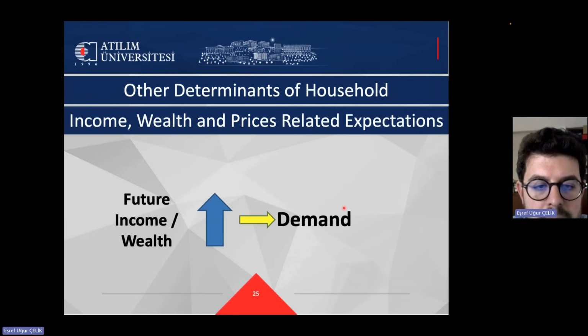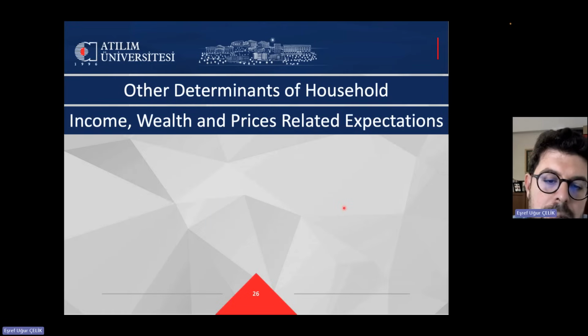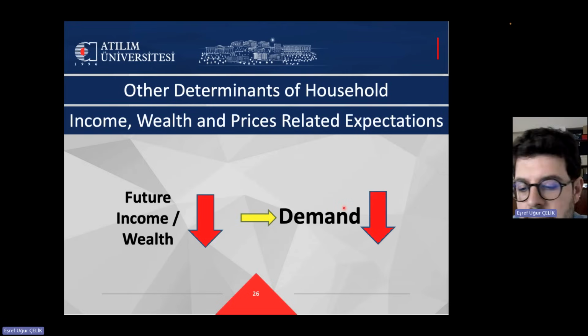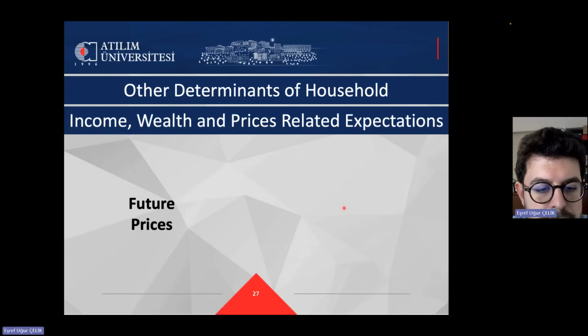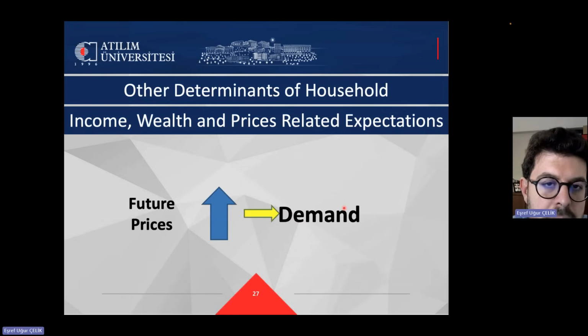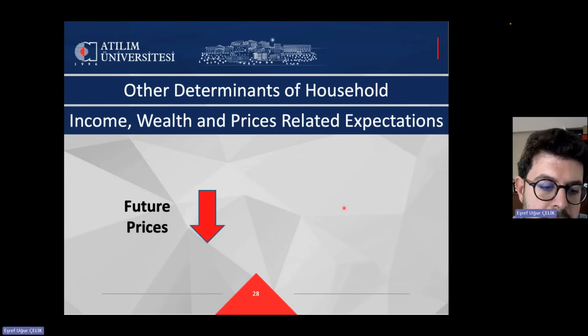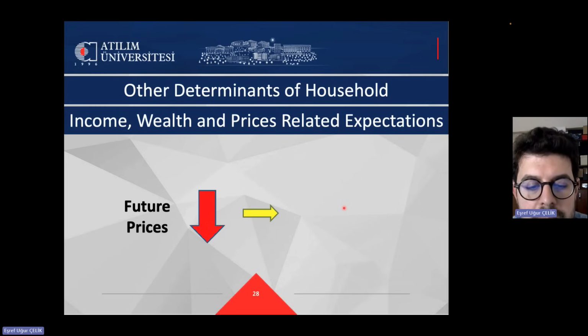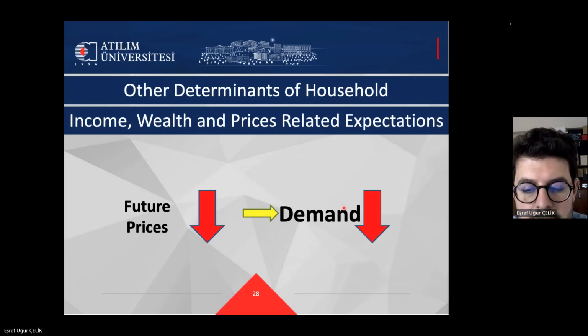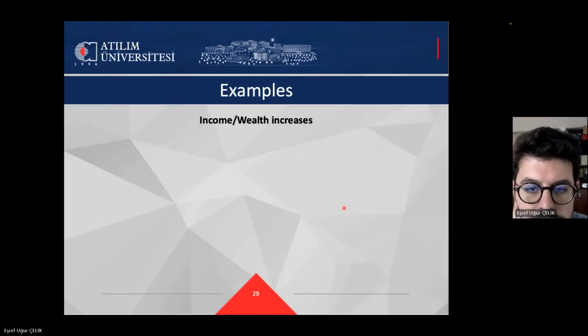Let's look at the future expectations about income, wealth, and prices. If you expect that your future income or wealth becomes higher, your demand becomes higher, and vice versa is also true. If you expect that the future price becomes higher, you demand now, so demand becomes higher. If you expect that future prices become lower, the demand becomes lower now also.